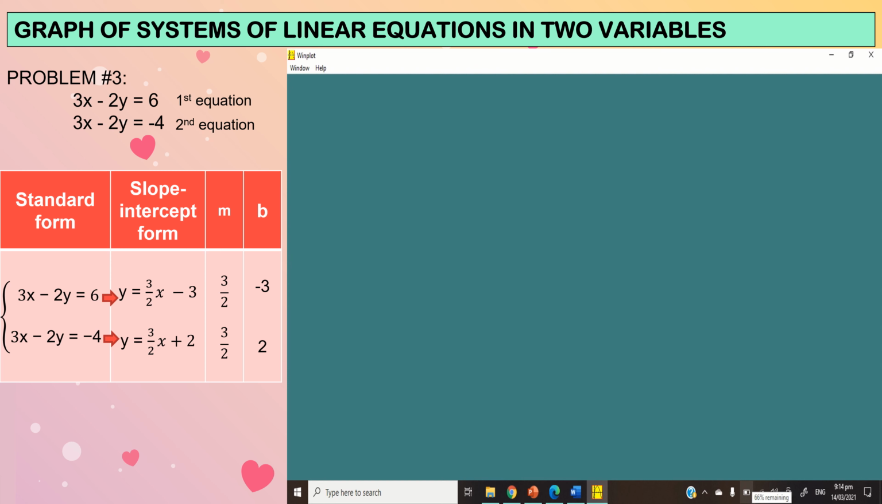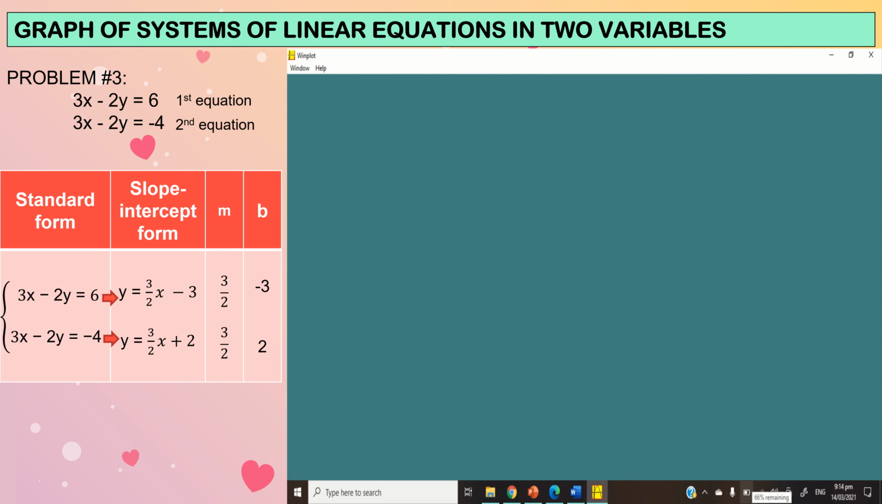Problem number 3, the equations given are 3x minus 2y is equal to 6 and 3x minus 2y is equal to negative 4. Same as before, we are given the slope-intercept form. From standard form into slope-intercept form, y is equal to 3 over 2x minus 3. Our slope is positive 3 over 2 and our y-intercept is negative 3. From our second equation, y is equal to 3 over 2x plus 2. Our slope is 3 over 2 and our y-intercept is positive 2.